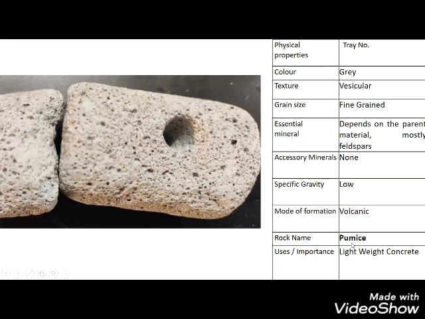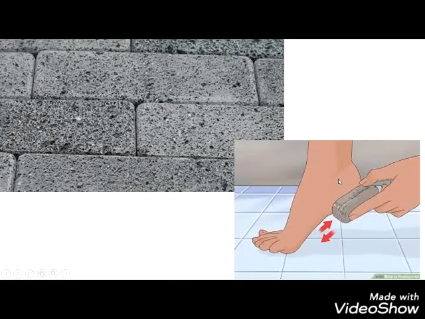Why are you using it? This is used for lightweight concrete. Whenever you are building skyscrapers and all, this is generally used. Other than that, we also use this for cleaning purposes. Cleaning purposes means basically for your manicure, pedicure and all. Generally, you use this particular type of rock. So you can see a pavement that has been constructed with the help of pumice, and this is also used for scrubbing in pedicure basically. So this is about igneous rocks.